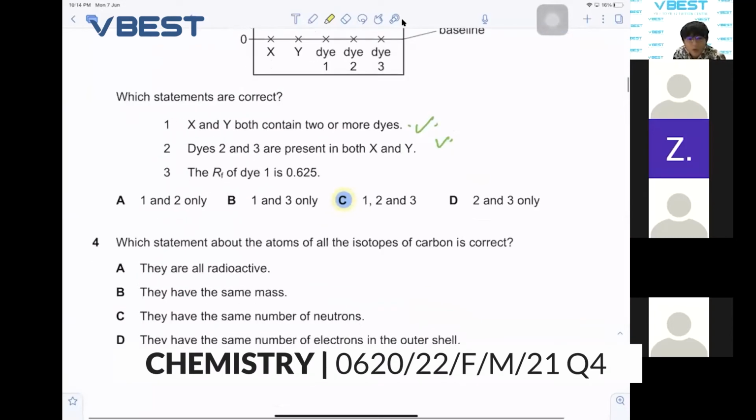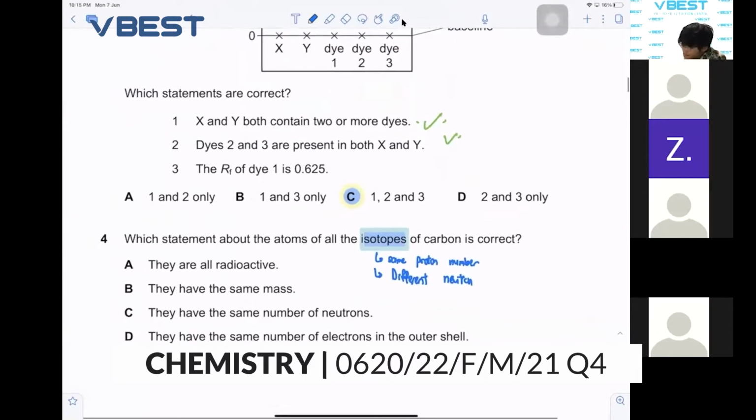Okay, next, which statement about all the atoms of an isotope? Okay, guys, what's the definition for isotope? Isotopes have the same number of protons, same proton number, but different number of neutrons, right? So they are all radioactive.